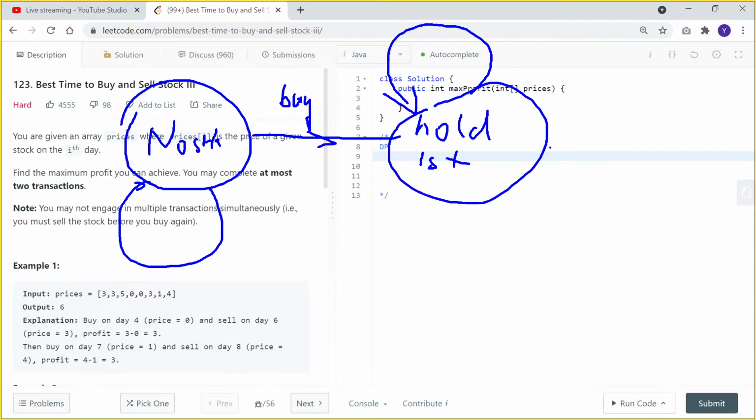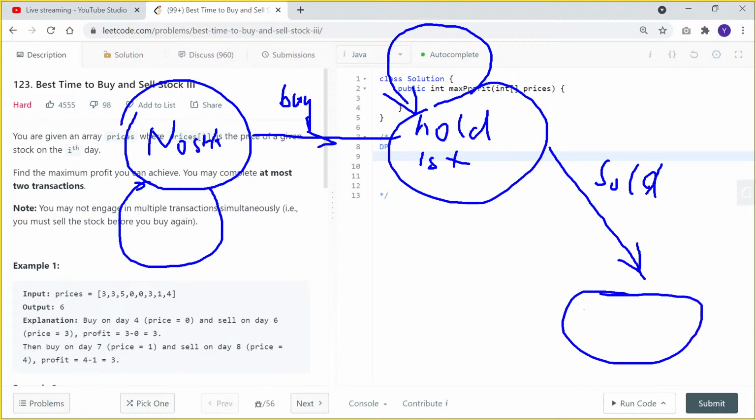Then from hold first, if the next day we sell, we go to a state we can call sold one, or no stock one, which is a state without stock. It also has a self loop to itself.